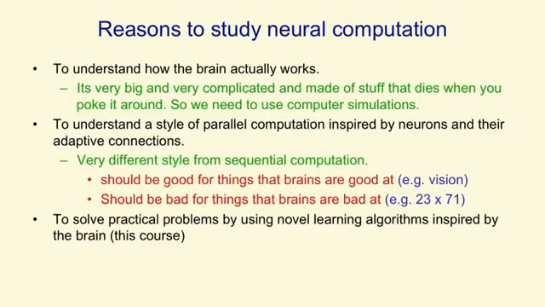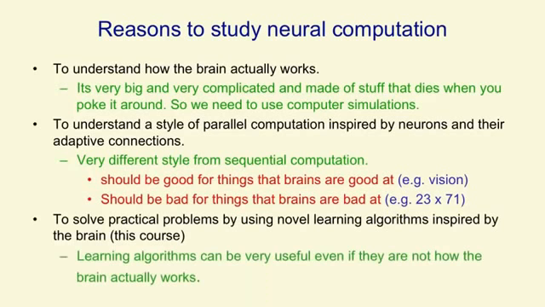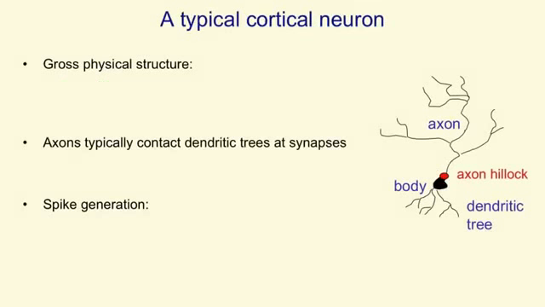A third reason, which is the relevant one for this course, is to solve practical problems by using novel learning algorithms that were inspired by the brain. These algorithms can be very useful even if they're not actually how the brain works. So in most of this course we won't talk much about how the brain actually works. It's just used as a source of inspiration to tell us that big parallel networks of neurons can compute very complicated things. I'm going to talk more in this video, though, about how the brain actually works.